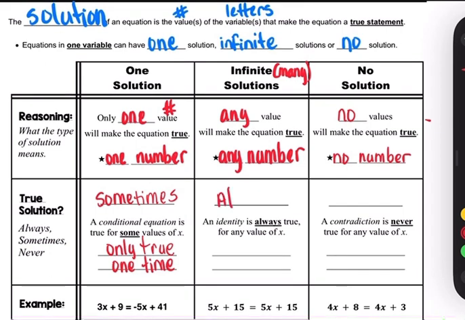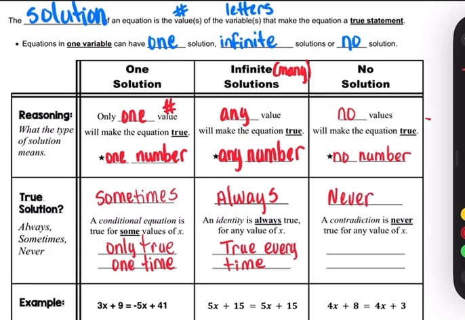Okay? And we're looking at infinite solutions. The equation is always true because it's the identity. The left side of the equation will always equal the right side. That means it is true for every single value, every single time.